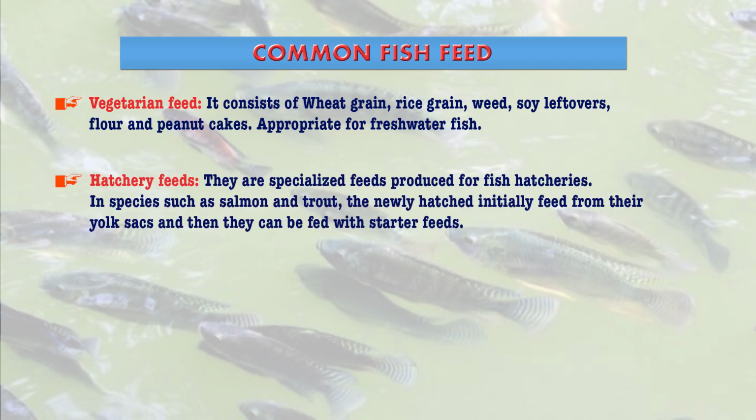Then there are hatchery feeds. These are specialized feeds that are produced for the fish hatchery. In species such as salmon and trout, the newly hatched initially feed from their yolk sac, and then they can be fed with the starter feeds.